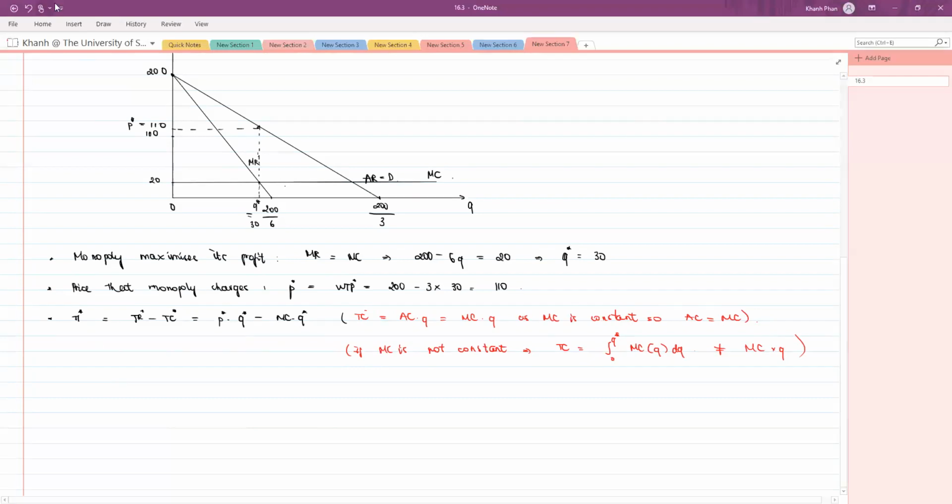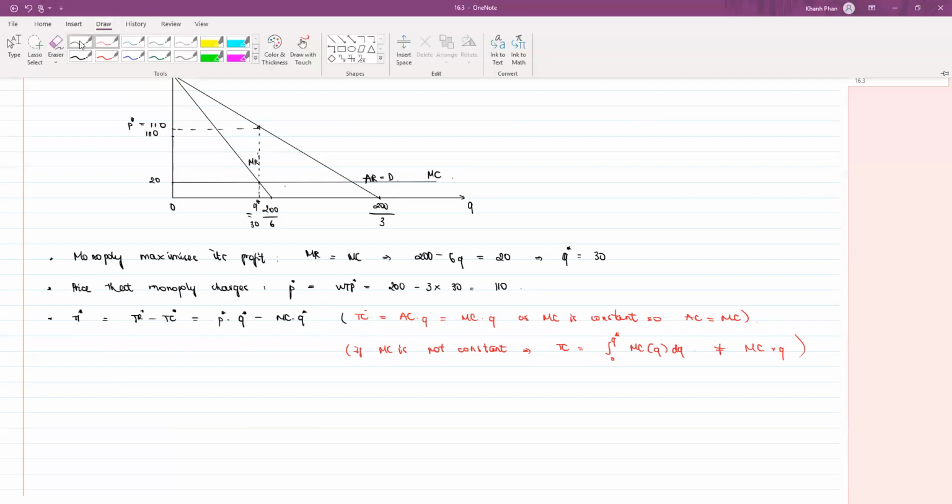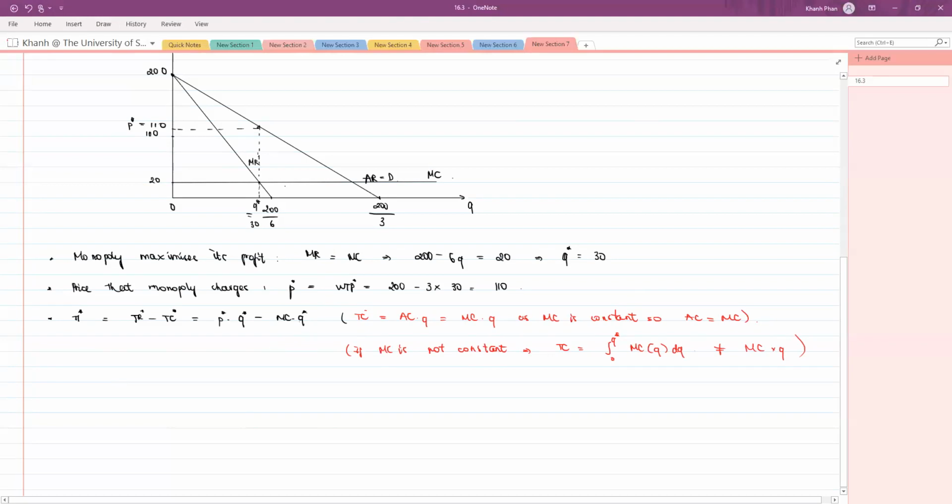But in this case, because we have a constant marginal cost, it is fine for us to use marginal cost multiplied by Q star, because it's just the rectangle under the marginal cost anyway. So it's okay to use marginal cost times Q star. So we got P star is 110, Q star is 30, marginal cost is 20. So the margin is 90, and 90 times 30 gives 2,700 for the profit.